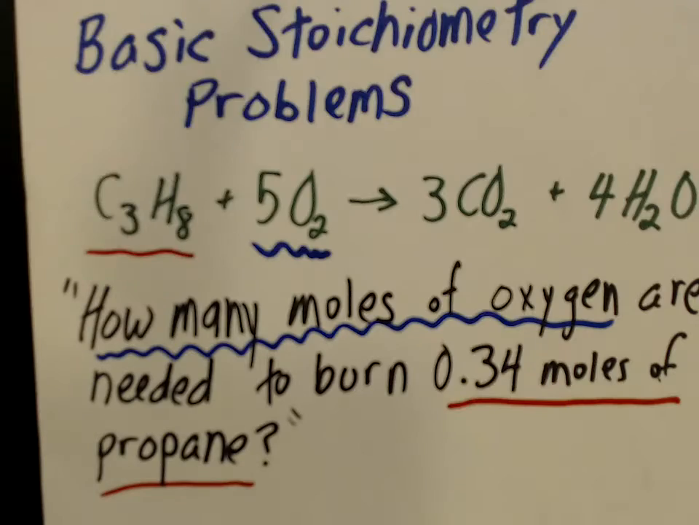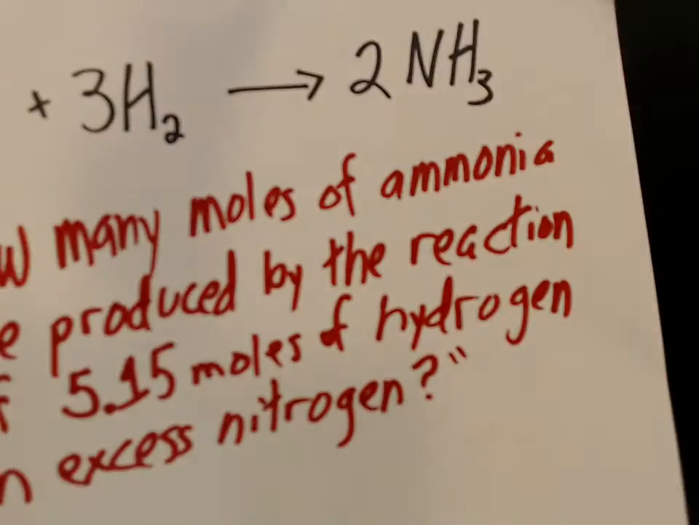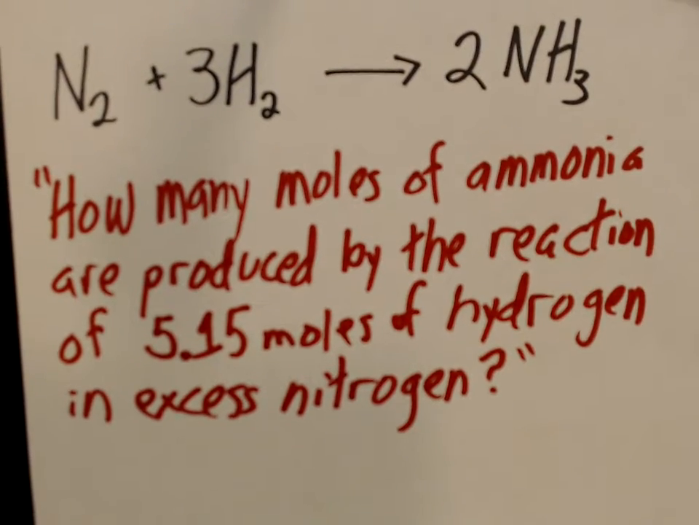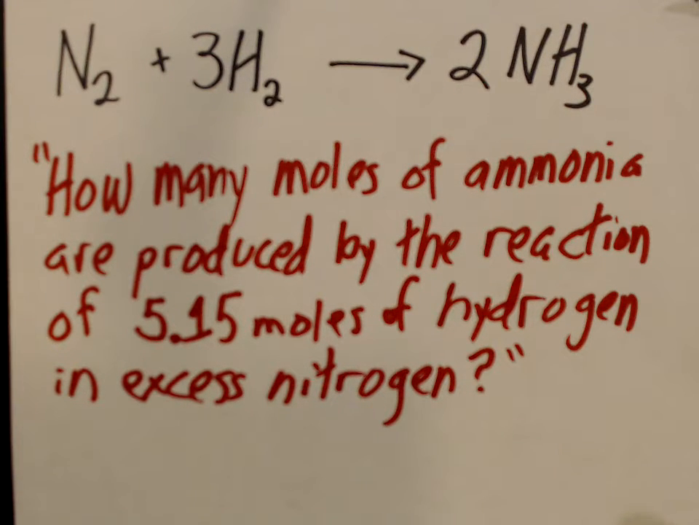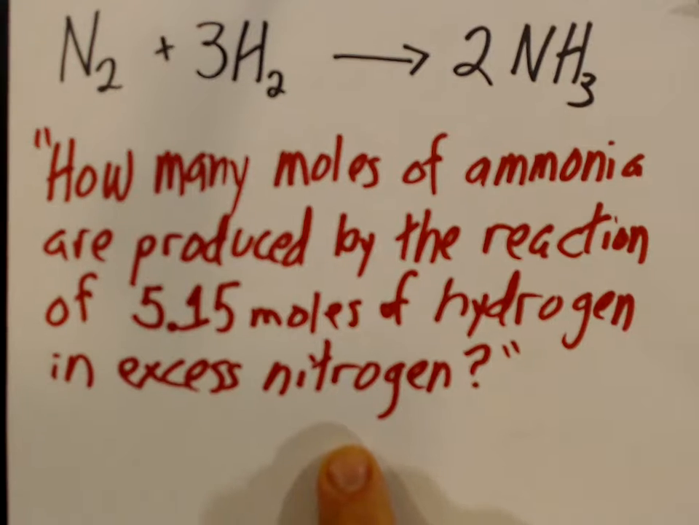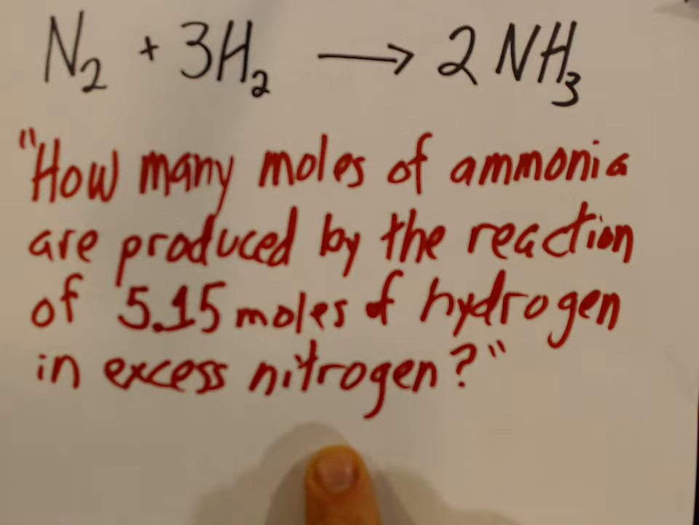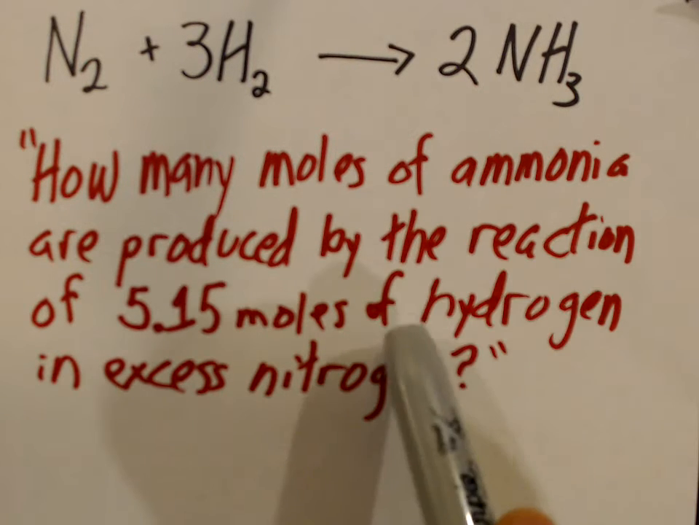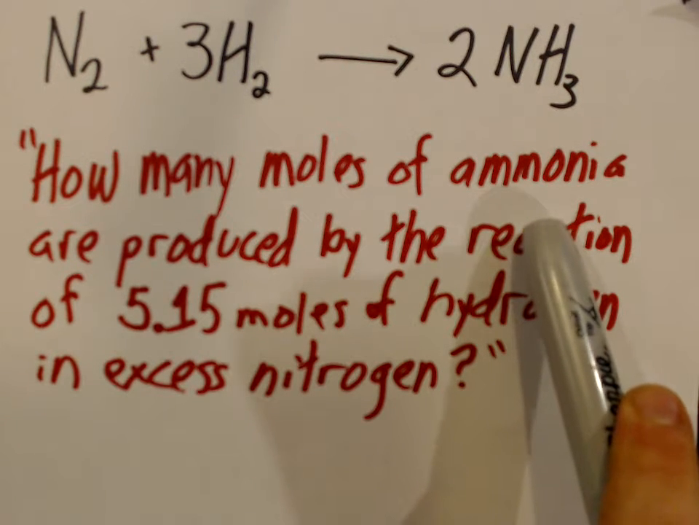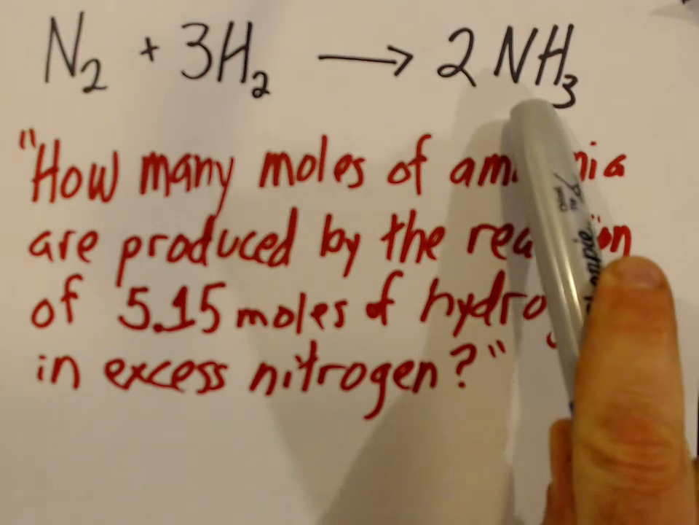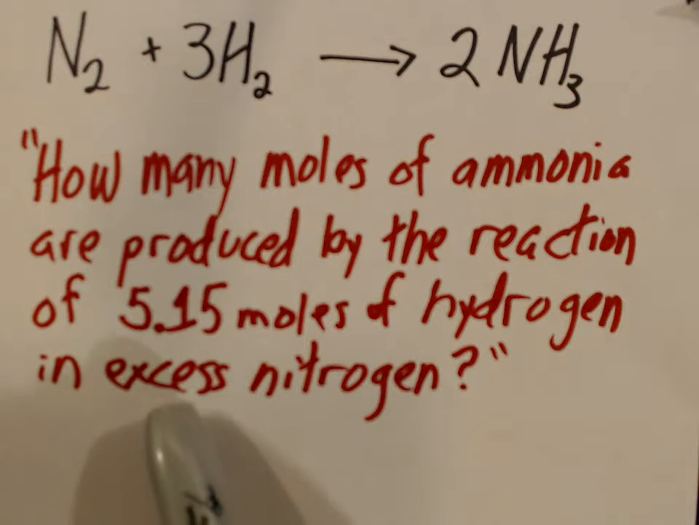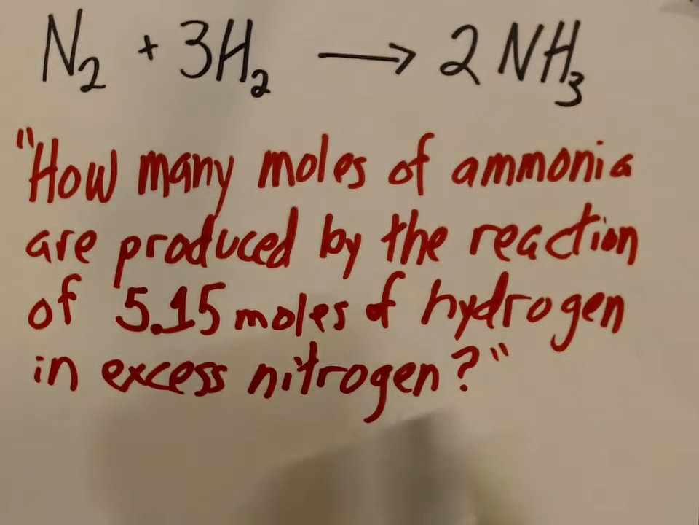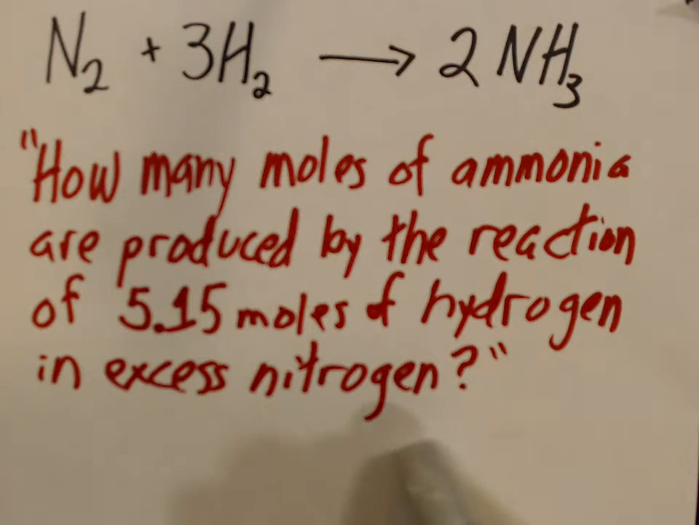All right, let's try another one. Here we go. I gave you a different balanced chemical equation. Doesn't matter. This problem is solved in the same way. First, let's read the question and try to identify the given quantity and the unknown. Okay. How many moles of ammonia? Ammonia? Wait, what the heck is that? This one is ammonia, by the way. How many moles of ammonia are produced by the reaction of 5.15 moles of hydrogen in excess nitrogen?